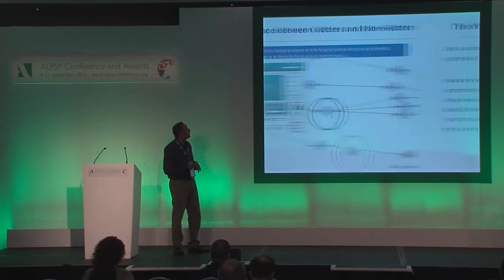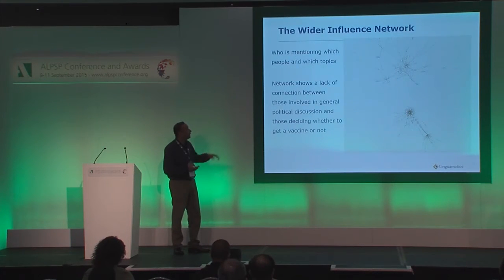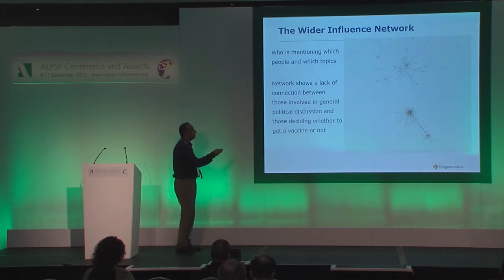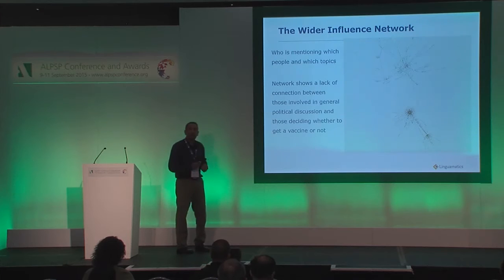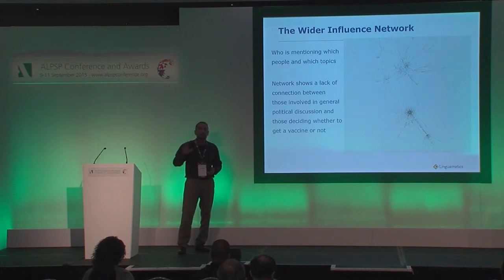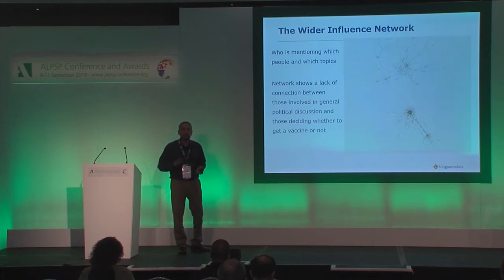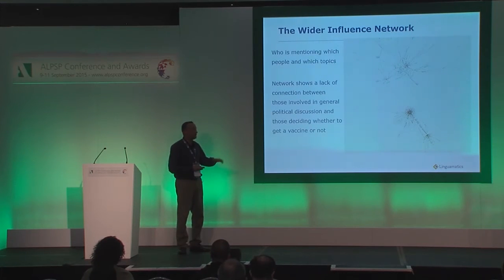And then in the wider network, there wasn't much clustering. The wider network signifies people who are generally talking about swine flu in different ways. They're not talking about getting the flu shot. So we couldn't pick up anything within there to say there's some influence going on, because that was just general murmur.